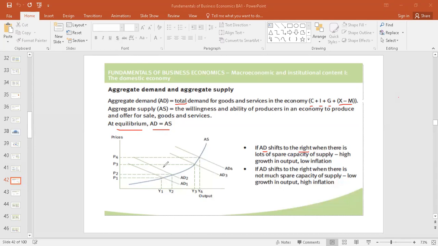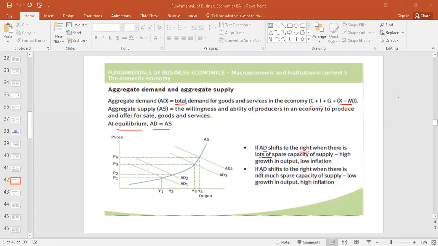AD1 to AD2. See the supply, this is the aggregate supply. So when it is moving towards this, what do we see? There is a lot of spare capacity of supply. Supply is an upward rising curve. So when the demand curve is moving to the right side, we see that there is an increase in the supply. There is a lot of spare capacity of supply, high growth in output and low inflation. So there is a lot of supply here. Then the demand is also here. We see that it is moving upwards. So that is a situation where AD shifts to the right side whenever there is a lot of spare capacity.